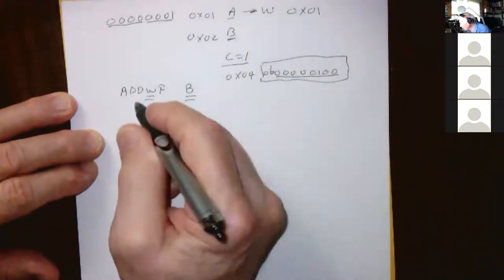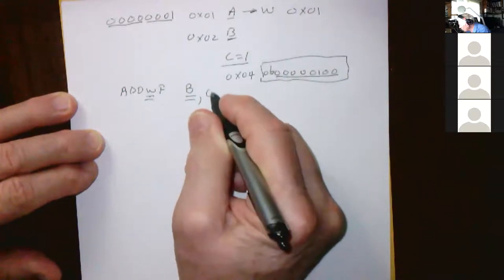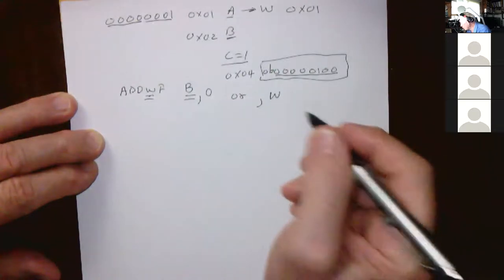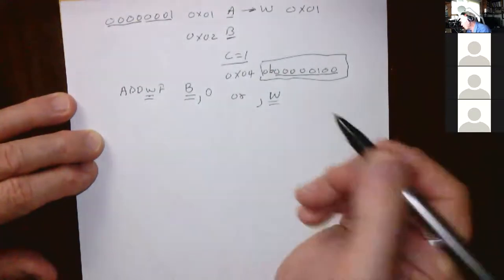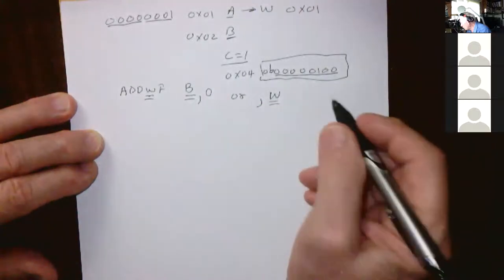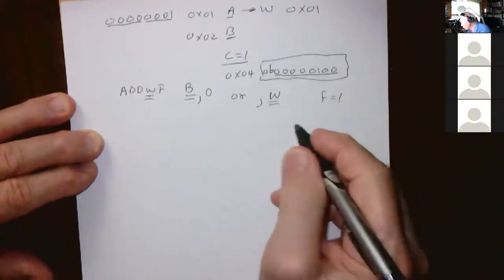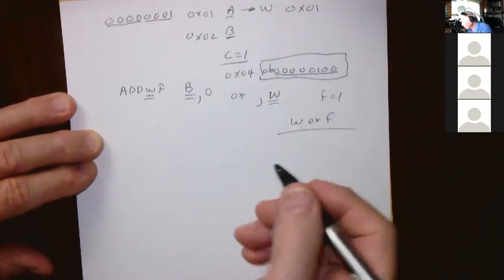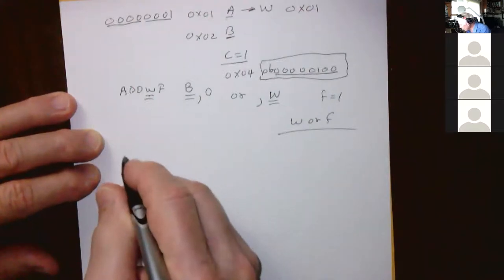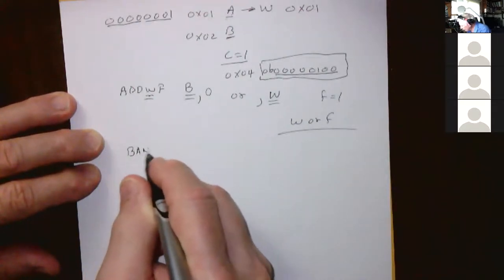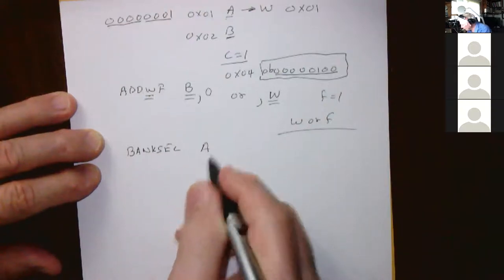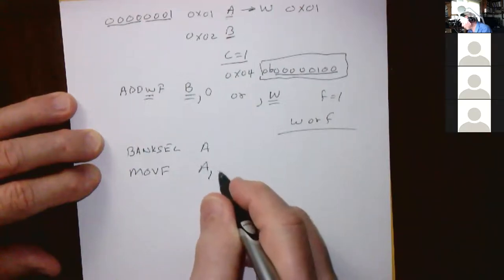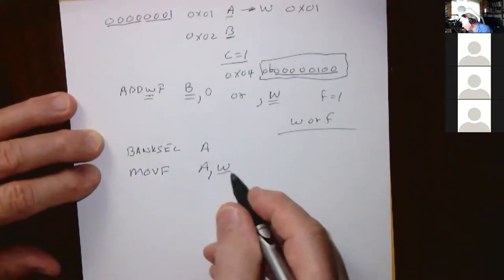So let's say we want to leave it in W. So then we would do 0, or you can do W, uppercase or lowercase. It's easier to do W in case you forget that W means 0 and F means 1. So I usually use W or F. And that makes it easier to remember. Let's say, so here's how our instruction would look. We'd bank select A, we'd move F A, W. Now, I have to have the second operand here as well.